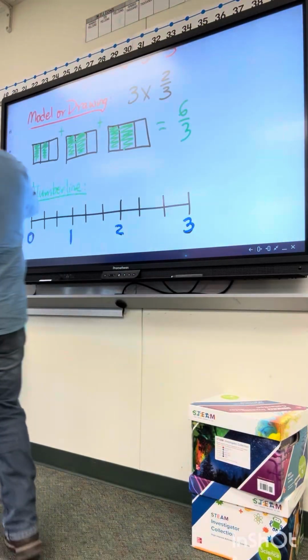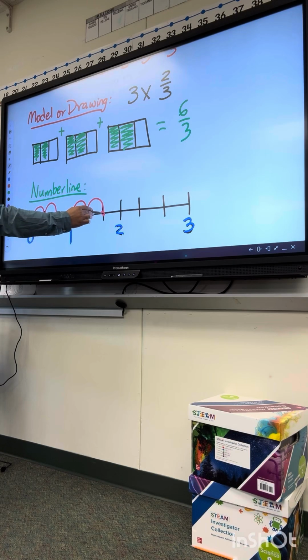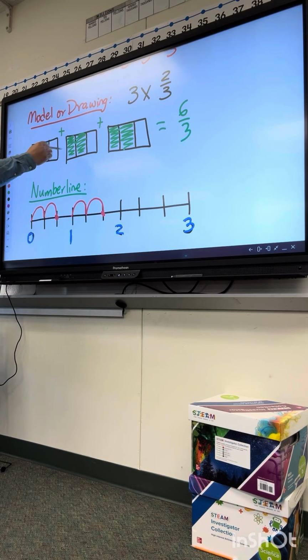So, right here. How am I going to demonstrate 2/3 in my number line? You start at the 0, guys. You start at the 0, and you go 1, 2. There you go. 1, 2 out of 3. Number line. 1, 2 out of 3. It's the same thing, guys.